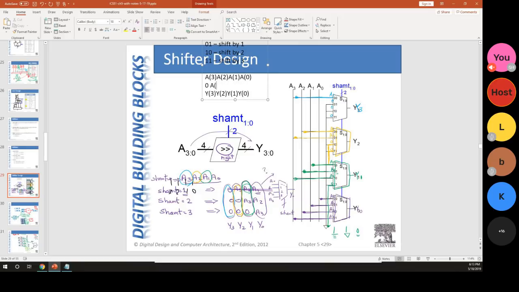And if you shift by 2, then it becomes 0, 0, A3, A2, and you lose the other 2 bits. If you shift by 3, it's 0, 0, 0, and then A3. And if you shift by 4, then you get all zeros. But we only have the ability to shift by 0, 1, 2, or 3 because we only have 4 bits.